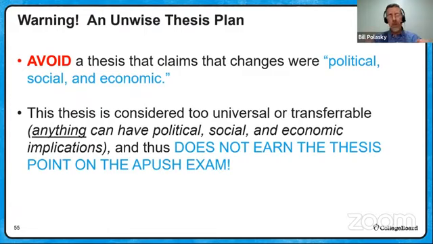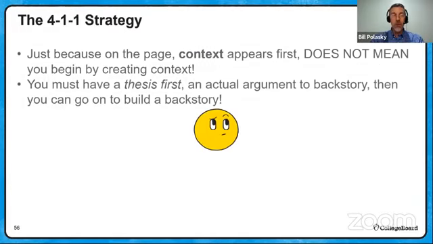Come up with this in the old SOAPS model or PERSIA model. This does not earn you a point, for the reasons you see here. This thesis falls into the trap of being too universal or transferable. Everything has political, social, economic impact. So therefore, we're looking for a thesis, a position on the question more closely tied to the question. So run away from this. You don't want to do these are your 3 pillars. You might still be able to build your argument around it, but you're not going to earn the thesis point.